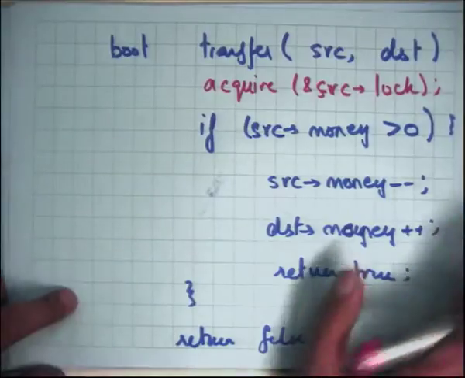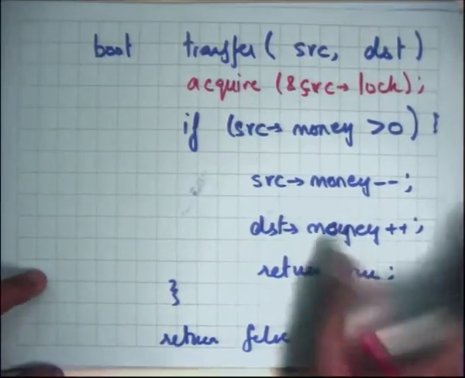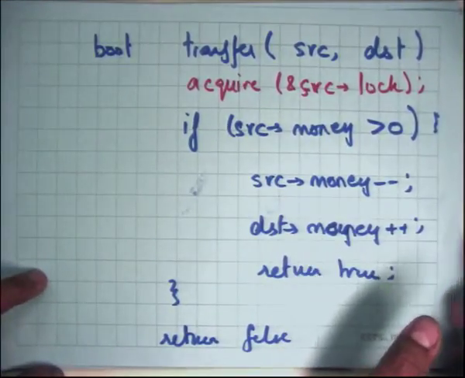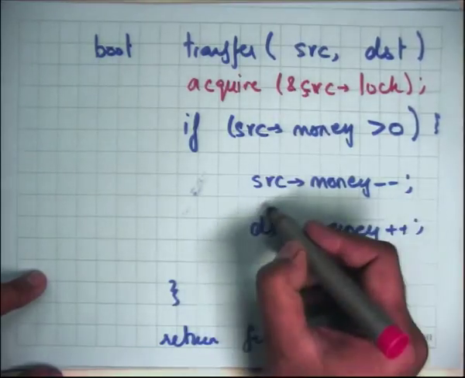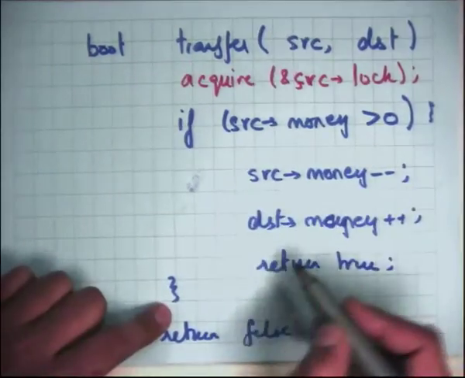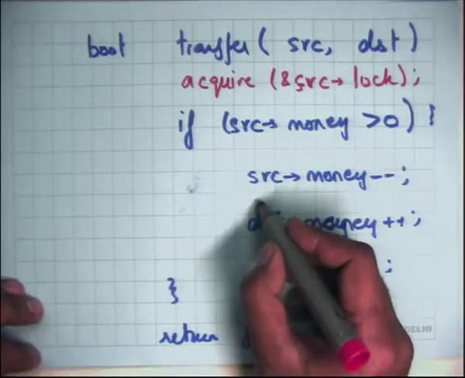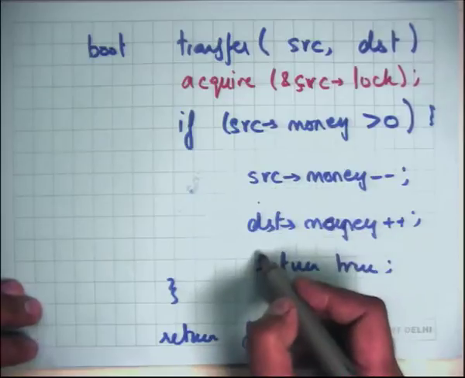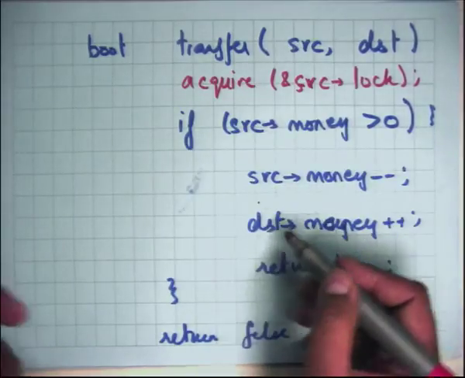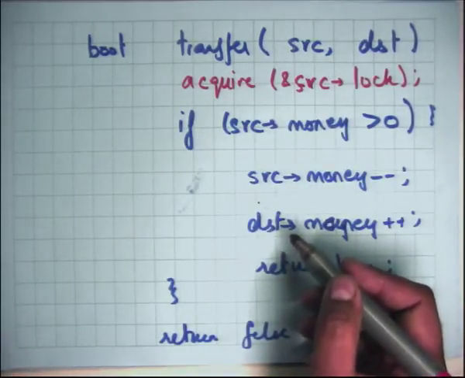Where do I release it? Clearly, I could release it here, or here, or here. I need to acquire another lock, right? I need to acquire the destination lock. Where should I acquire it?